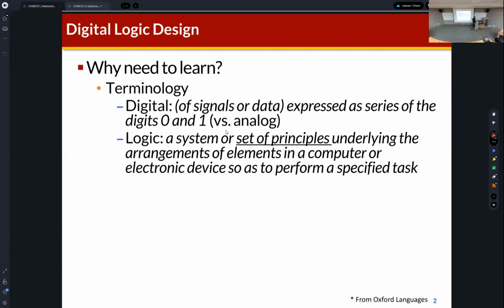What is the meaning of digital? So what is the opposite concept of digital? The opposite concept of digital is analog, right? But if we mention a digital system or digital data or digital signals, then it means we can express some signals or data using digits 0 and 1 only.